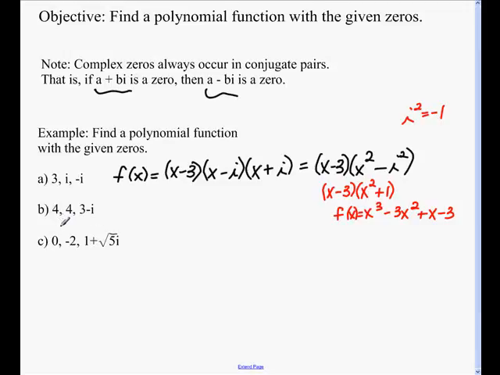Now, what about 4, 4, and 3 minus i? So this one's a little bit tricky. We have 4 repeating, which means that it comes from a multiplicity of 2. So remember what that tells us, that the factor of x minus 4 is going to have a power of 2 on it. Now, we're only given one complex 0, but we have to recall that those occur in conjugate pairs. So if 3 minus i is a 0, that automatically tells us that 3 plus i is a 0. So our polynomial will have to be of this form.